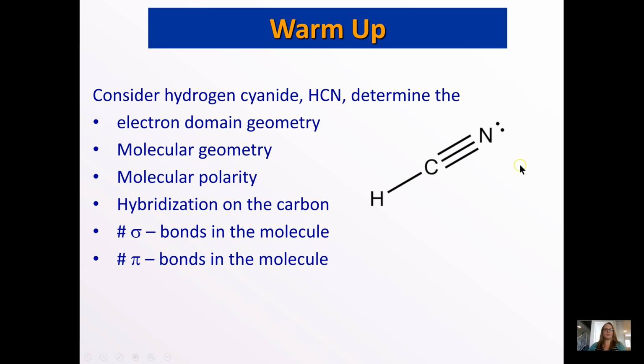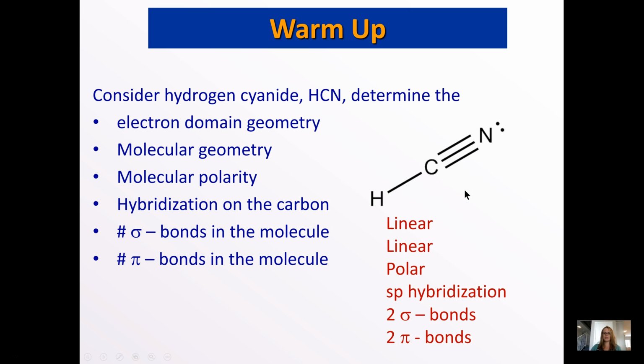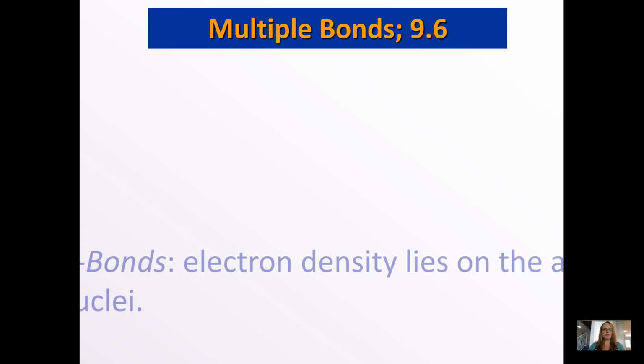So there will be 1 sigma bond, or actually 2 in the whole molecule, 2 sigma bonds, 1 between the carbon and nitrogen, 1 between the carbon and hydrogen. And then number of pi bonds would be 2 because you have 2 additional bonds to make that triple bond. So there you go. Okay, let's move on, just kind of review a little bit.